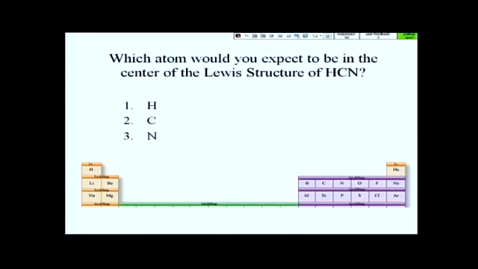So why don't you go ahead and tell me, keeping that in mind, which atom in terms of H, C, or N would you expect to be in the center of hydrogen cyanide? And I put a periodic table up there, just the part you might need to look at. So this should be fast, so let's take 10 seconds.